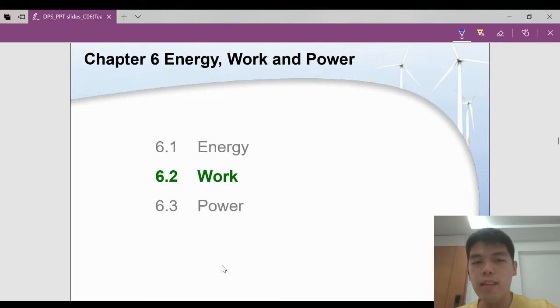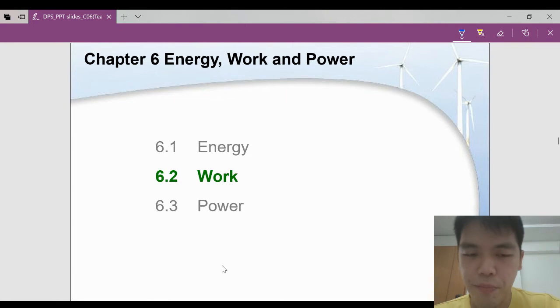Morning. Let's look at the next section of this chapter. So we have talked about energy. We have also understood that energy must be conserved. That means it only changes from one form to the other. You cannot create it, you cannot destroy it. It must always be transformed from one form to another.